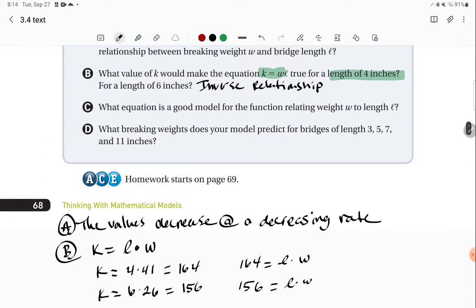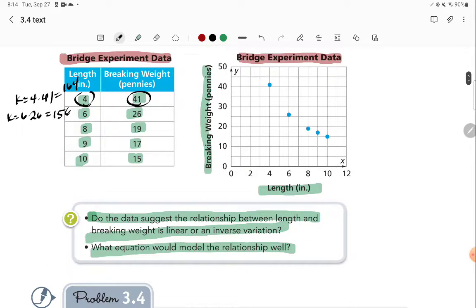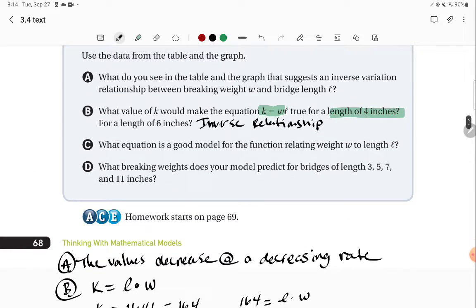All right, and then on C, what equation is a good model for the function relating the weight to the length? Now, in order to answer this one, let's find the rest of these K's. We can find 3 more equations and then maybe look for the average constant throughout. So go ahead and pause the video and try C on your own.